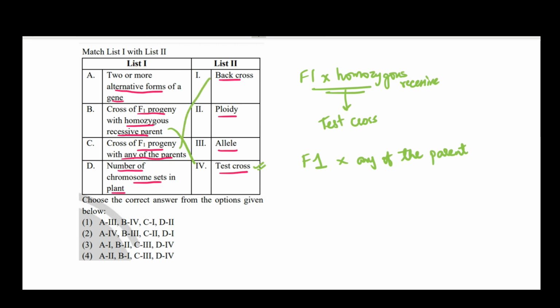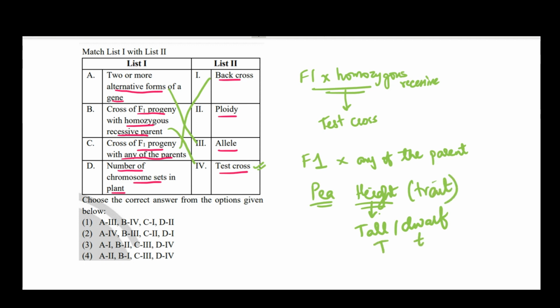Alternative forms of a gene is called allele. For example, if we talk about height, Mendel studied in Pisum sativum, where the first character that he studied was height of the plant. Height is the character, tall and dwarf are the alternative forms of this trait. These are alleles. So, two or more alternative forms of a gene is known as allele.